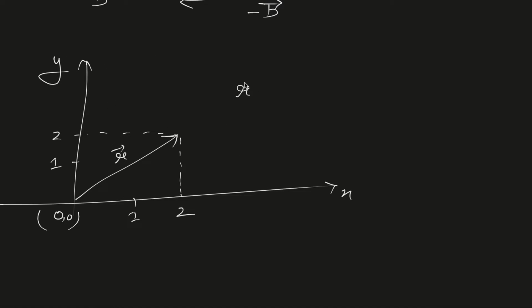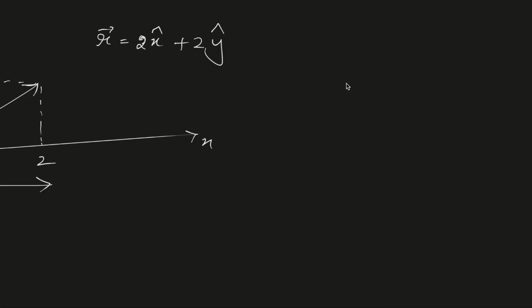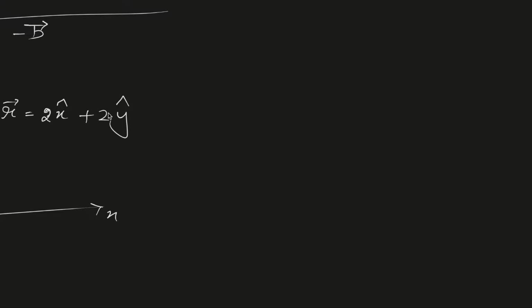The r vector is nothing but 2x cap plus 2y cap, where x cap is the unit vector in the x direction and y cap is the unit vector in the y direction. And simply, what is the unit vector? If anyone says find the unit vector, it is nothing but the r vector divided by its magnitude.